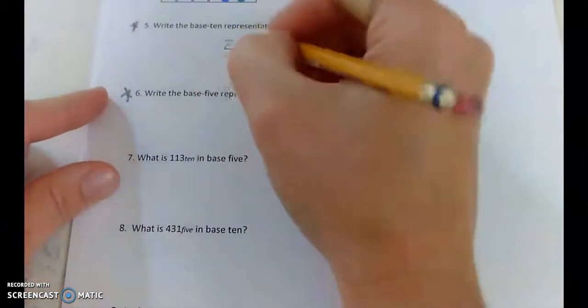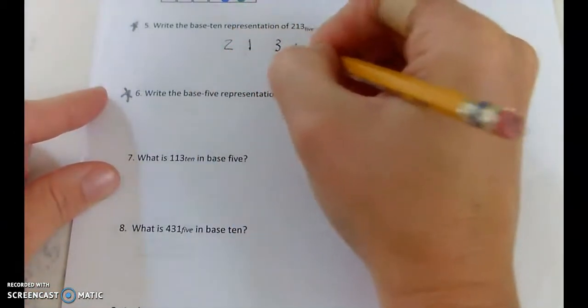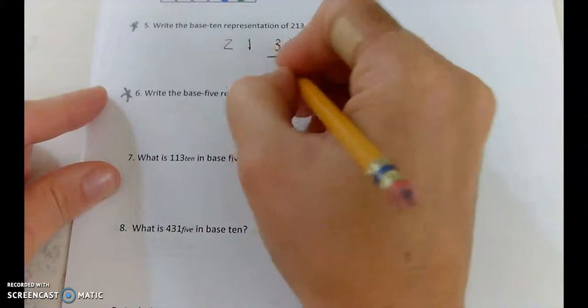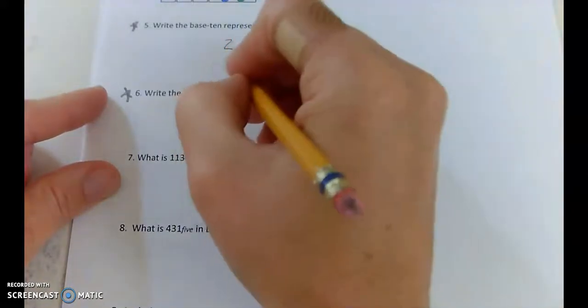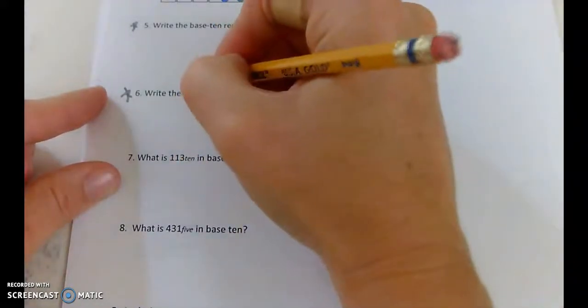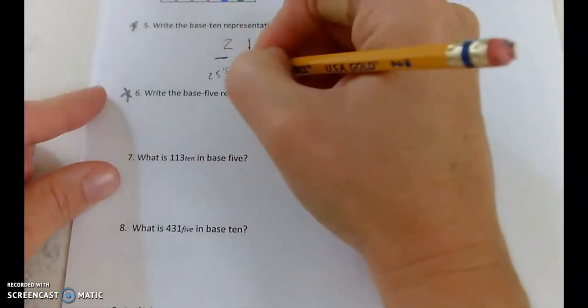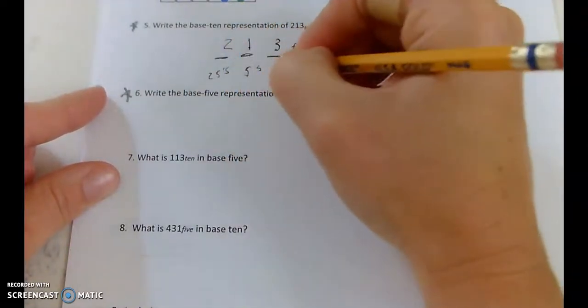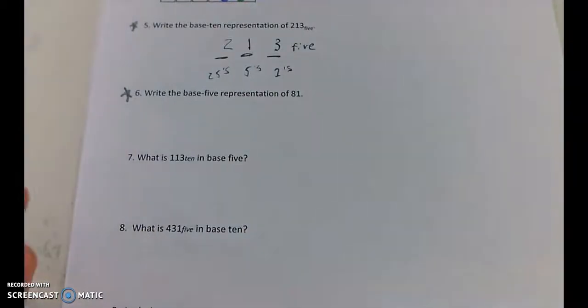Okay, so I have 2, 1, 3 in base 5. So these are my 1s, these are my 5s, these are my 25s, right? I can make note of that. 25s, these are my 5s, these are my 1s. All right? So what is that?